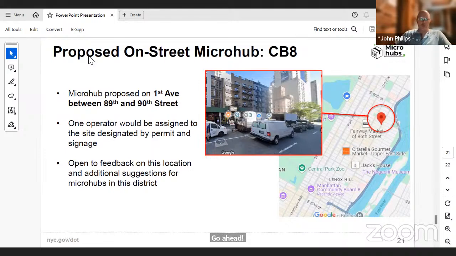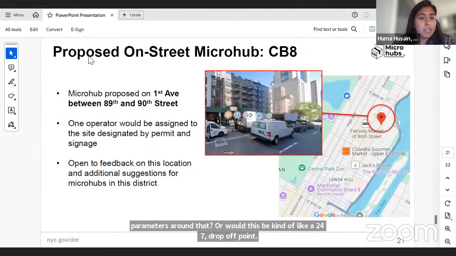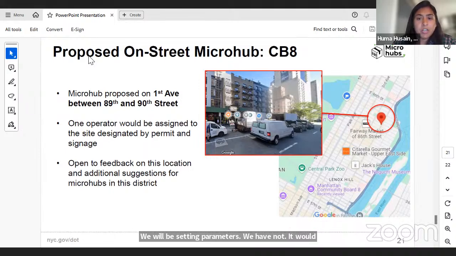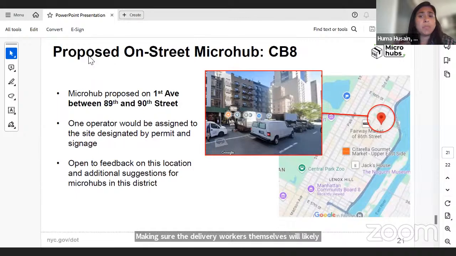Just two clarifying points. The amount of time that these sites would be in operation in a 24-hour period, have you had any discussion or set any parameters around that, or would this be kind of like a 24/7 drop-off point? We will be setting parameters. We have not, it would sort of be company to company, but definitely trying to reduce the number of louder delivery activity that's happening during the day. So maybe limiting when the truck arrives because they tend to be noisy. The delivery workers themselves will likely only be working during the day, but maybe they pull their truck in at night and then transfer the goods in the morning.